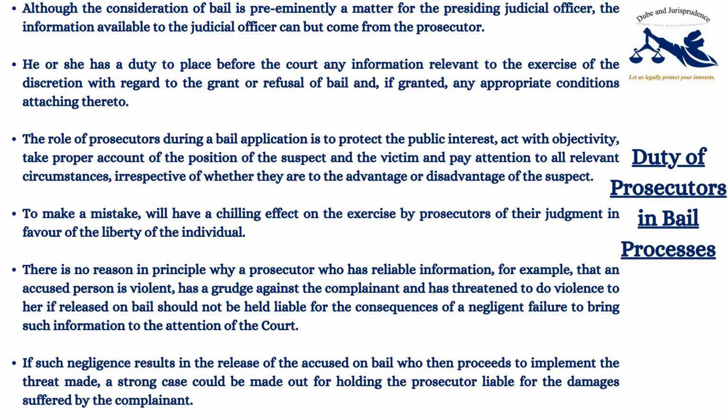There is no reason in principle why a prosecutor who has reliable information, for example, that an accused person is violent, has a grudge against the complainant, and has threatened to do violence to her, if released on bail, should not be held liable for the consequences of a negligent failure to bring such information to the attention of the court. If such negligence results in the release of the accused on bail, who then proceeds to implement the threat made, a strong case could be made out for holding the prosecutor liable for the damages suffered by the complainant.